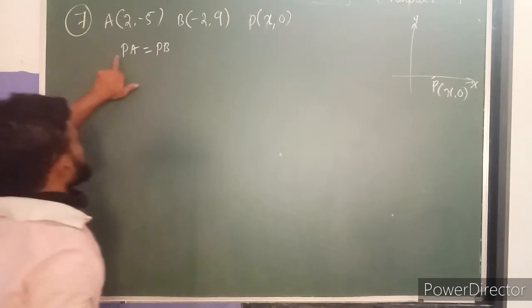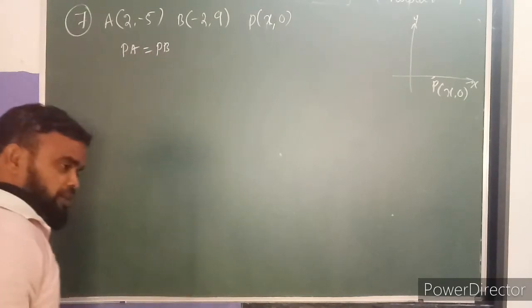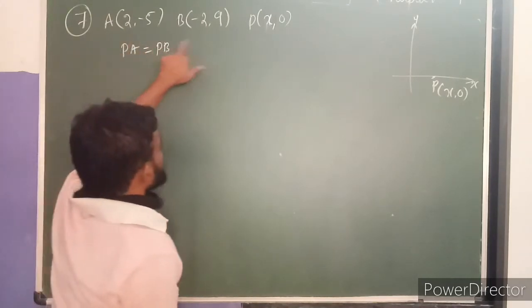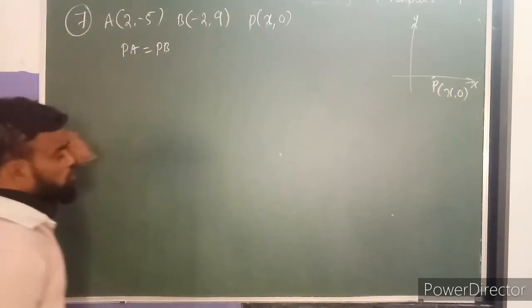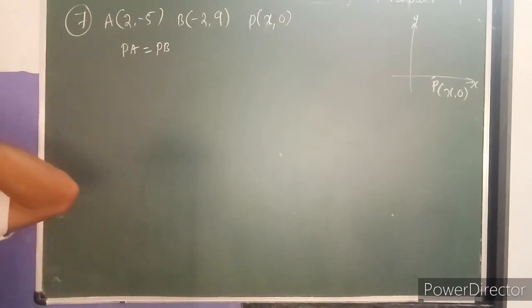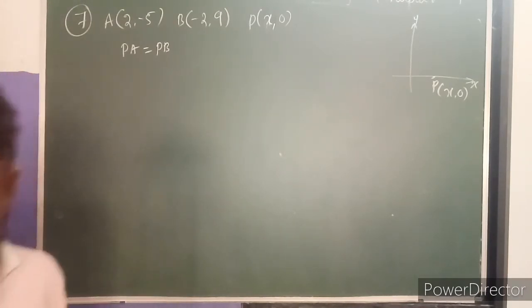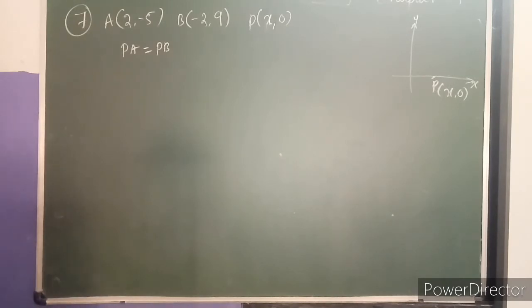Now again, A is equal to PB. Now we have to find P into A, P into B. So we have to apply two methods. Which is the simple method I will apply. One, the easy method, I am going to explain.